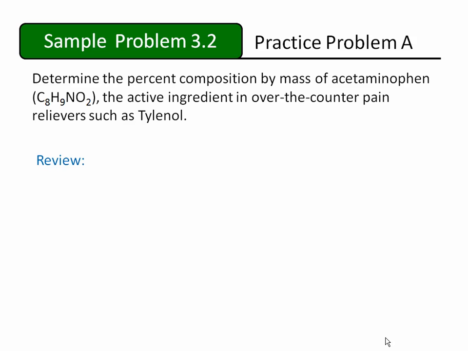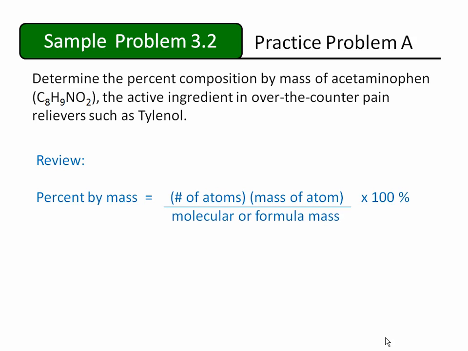Equation 3.1 on page 79 of the textbook shows us how to calculate the percent by mass of any element in a compound. We have to multiply the number of each type of atom by the mass of those atoms and then divide by the total mass of the compound, which is the molecular or formula mass. This quotient then is multiplied by 100% to convert it to a percentage. In our case, the denominator of this problem will be called molecular mass because acetaminophen is made up of only nonmetals. It's a molecular compound.